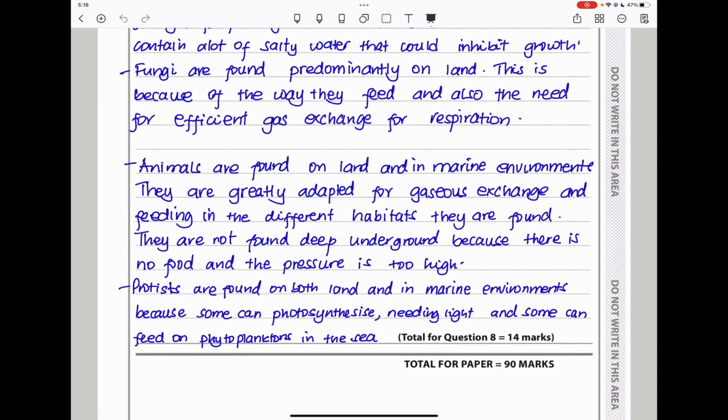these animals to survive. Now, the protists are found on both land and in marine environments because some can photosynthesize, needing light, and some can feed on phytoplanktons in the sea. That will enable them to survive in those conditions.